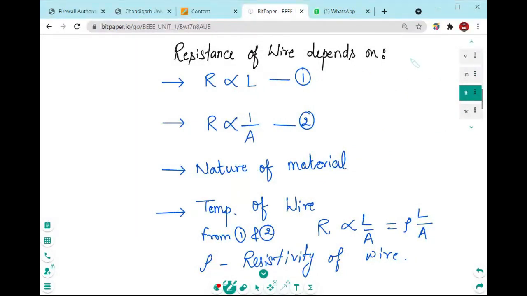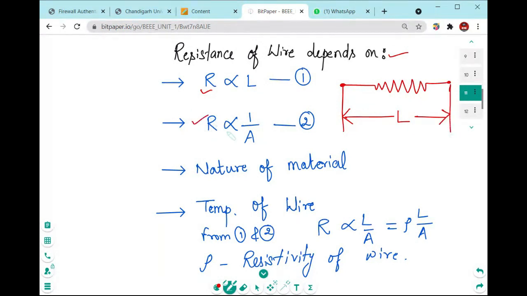Now come to the next point, which is what the resistance of a wire will depend upon. First, let's suppose that this is your resistance. The first thing is that this resistance is directly proportional to the length. Let's suppose that its length is this.